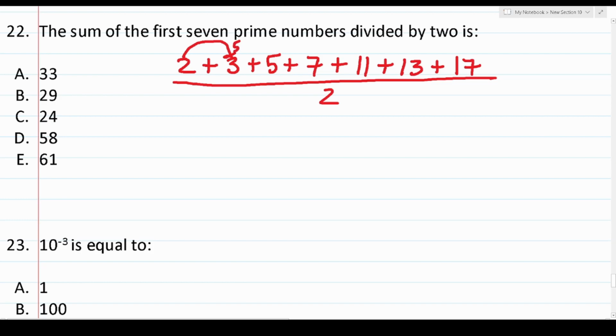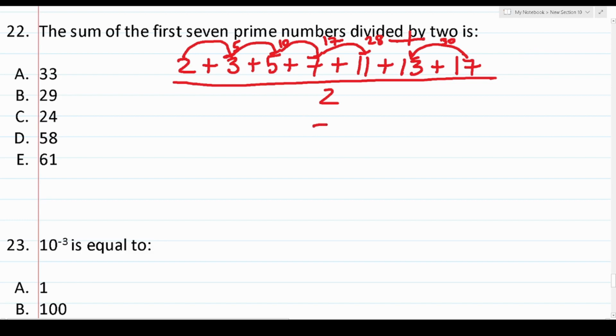2 plus 3 is 5. 5 plus 5 is 10. 10 plus 7 is 17. 17 plus 11 is 28. And I'm going to do these two since they're pretty easy. 13 and 17 is 30. So we have 28 and 30, which is 58.